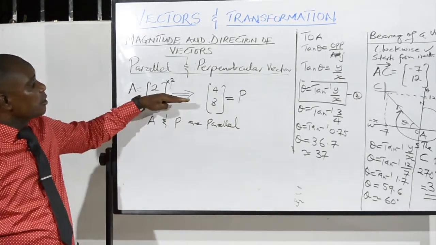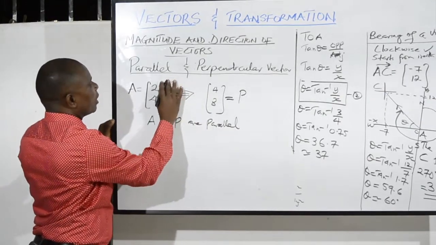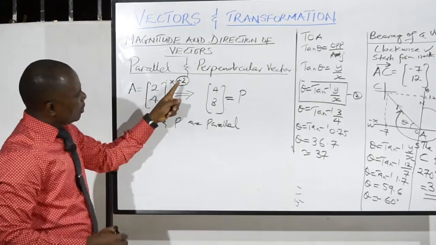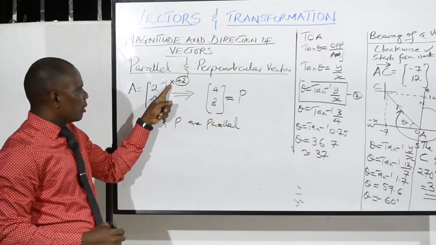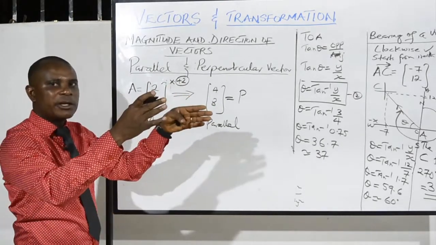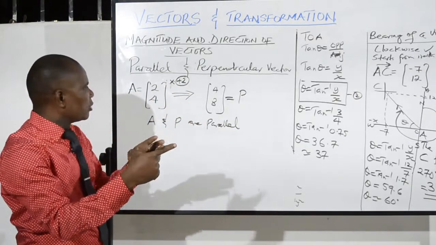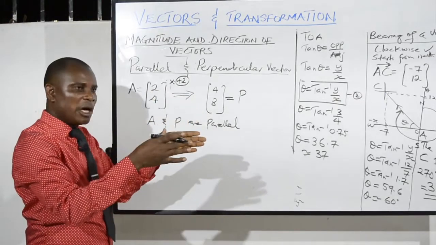And because the multiple that I multiplied by was 2, a positive integer, this vector is parallel and they are in the same direction. When the integer is a positive integer, and this integer multiplied by this gives us this, it means that the two vectors are in the same direction.